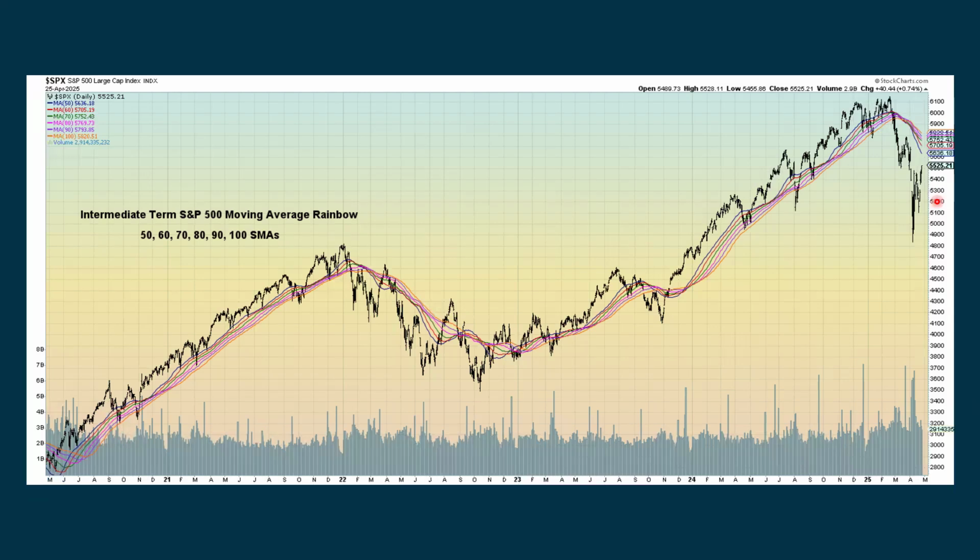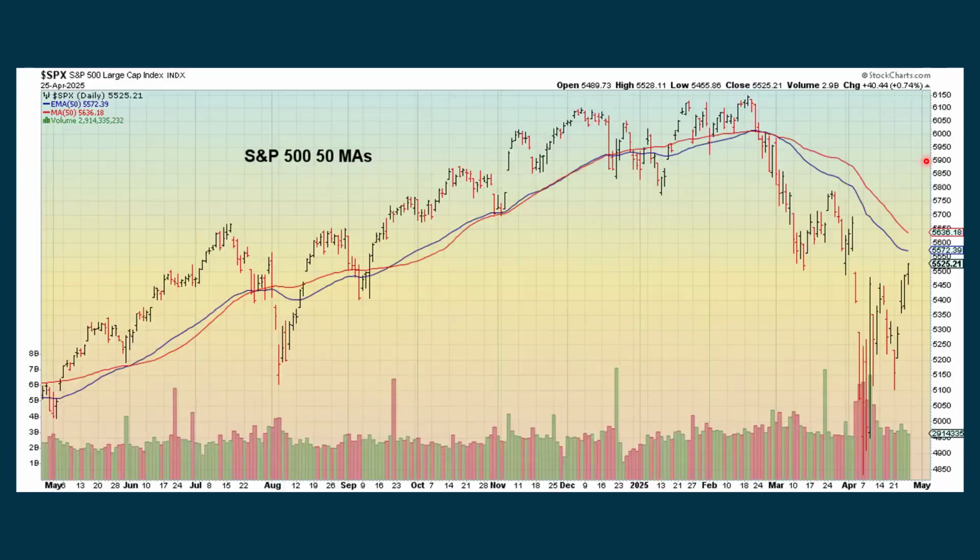Then another intermediate term rainbow going from 50 periods up to 100 periods with a simple moving average. We are below it. And even though we've been bouncing back up, we haven't even come back up to any of these lines yet. So they still continue to fall. This also confirms that the intermediate term trend is negative.